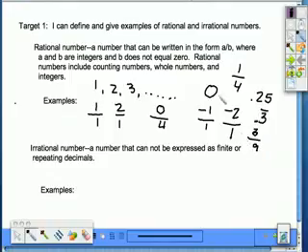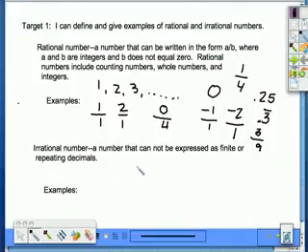An irrational number cannot be expressed as a finite or repeating decimal. In other words, you cannot write it as a fraction. Your examples of irrational numbers would be a decimal that goes on forever and does not repeat. For example, pi is a decimal that goes on forever and never repeats.